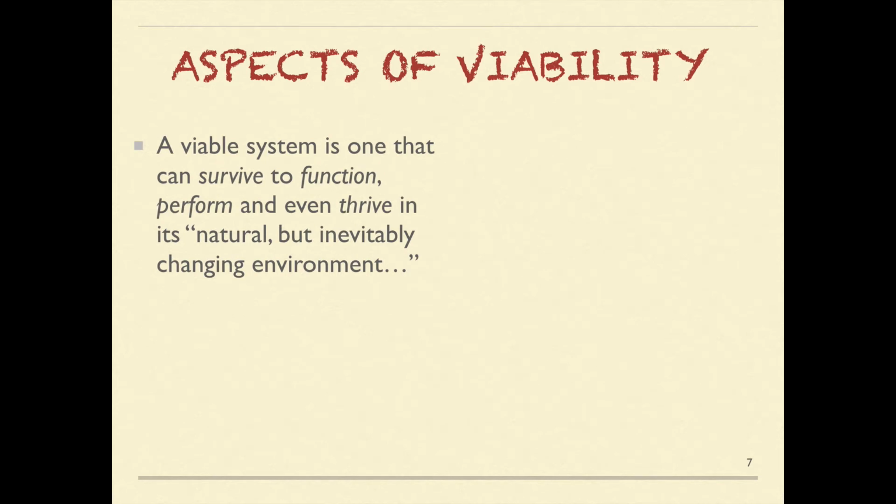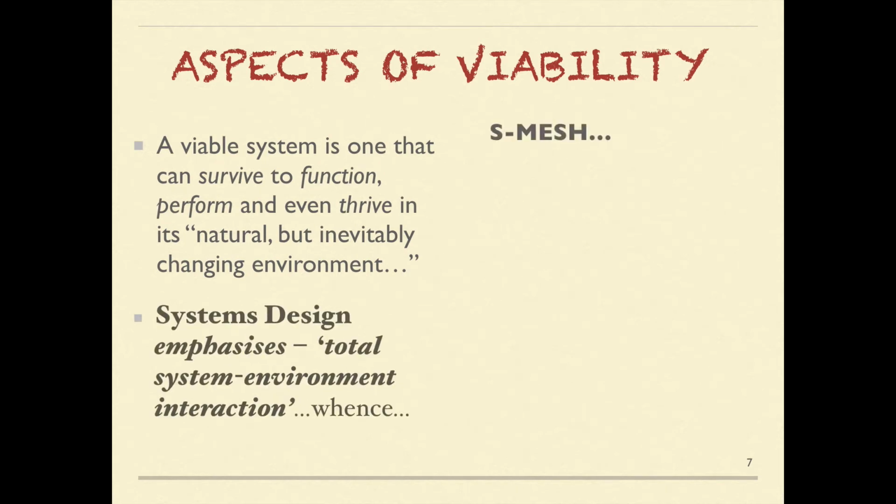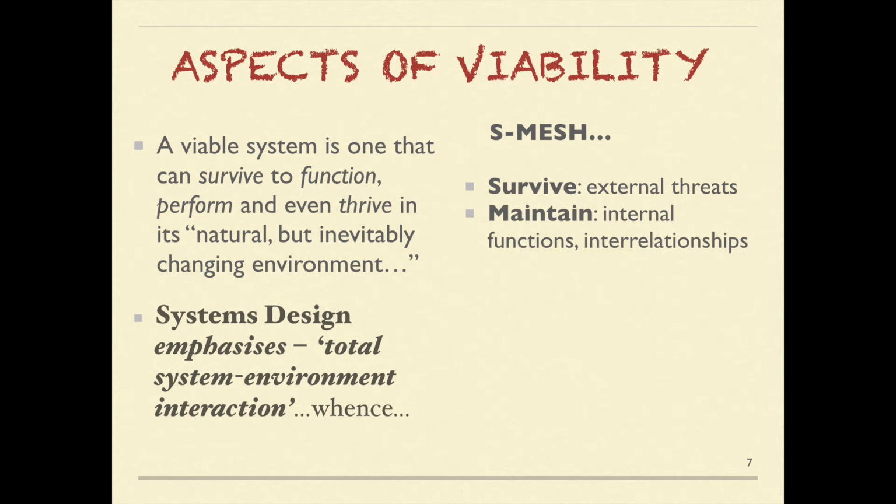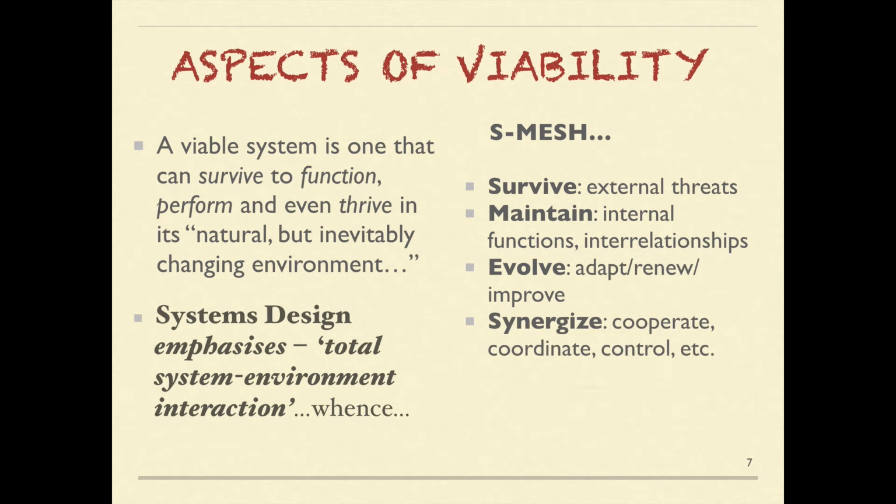If a system is to be viable, then it has some aspects to it. A viable system is one that can survive to function, perform and even thrive in its natural but inevitably changing environment. System design emphasizes total system environment interaction, whence we have the acronym SMESH. Survive external threats. And you can look at survive and say that it's got a number of aspects to it, like, for example, avoid detection, self-defense, damage tolerance, self-healing, and so on.